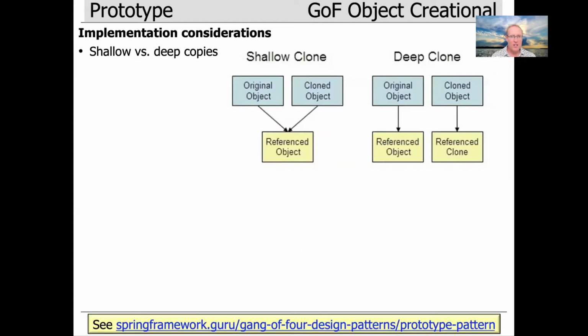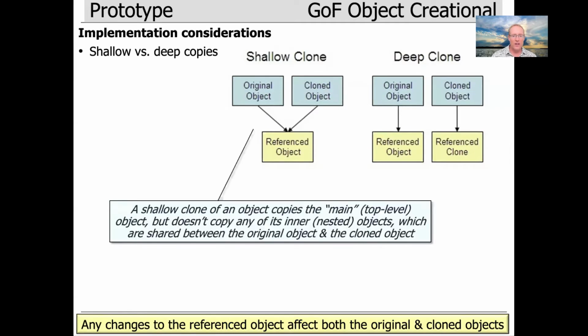Another interesting consideration to think about is, do you need to make shallow copies or deep copies? And these are often issues with programming in general, and that's in fact why C++ defines copy constructors and assignment operators to take better control over shallow copies versus deep copies. One of the things you can do is use a shallow copy, where the copy only copies the top-level object but doesn't copy any of its inner nested objects. Those remain shared between the original object and the clone object.